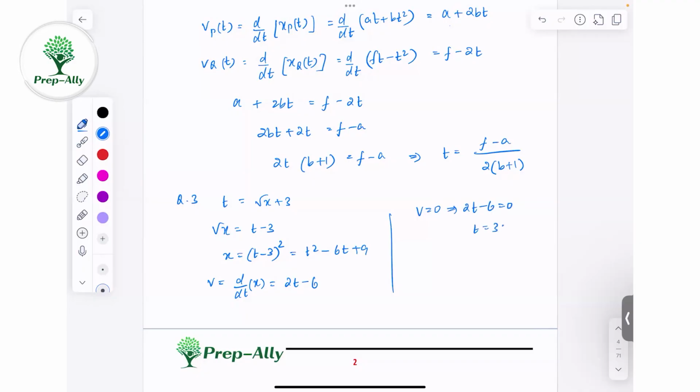Time is 3 seconds. And when time is 3 seconds, what is the position? x is (t minus 3) whole square. x is (3 minus 3) whole square, which is 0. So at the instant when the velocity of the body becomes 0, the position of the body is also 0. That is the displacement of the particle. Okay, let's continue.